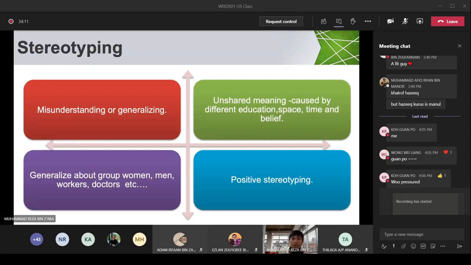Stereotyping is when you generalize a group of persons. Maybe this person belongs to a particular group, and you have a generalization about this group, and then you apply that generalization to that particular person. If you have this kind of mentality, it may be a barrier of communication as well.